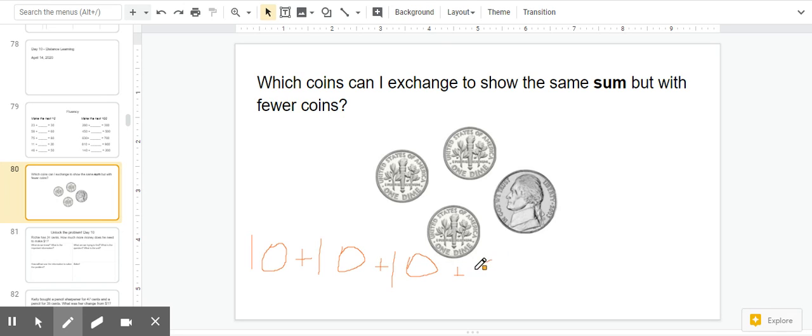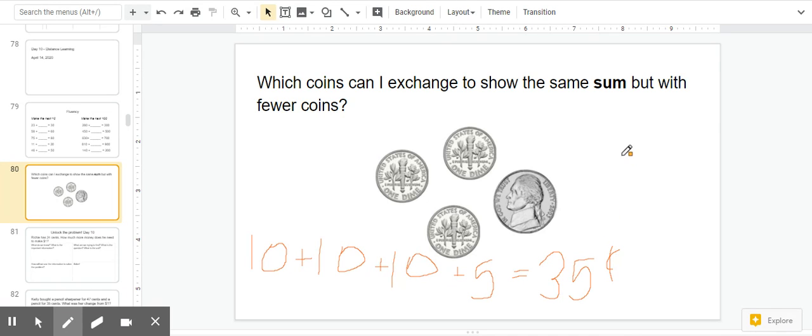We can do this mentally. I know that 3 tens is 30, plus 5 more is going to be 35 cents. I don't want to forget my unit. Now the question says, which coins can I exchange to show the same sum but with fewer coins? So I made 35 using 4 coins. Take a minute to think. Are there some other coins we could use to make 35 using fewer coins?